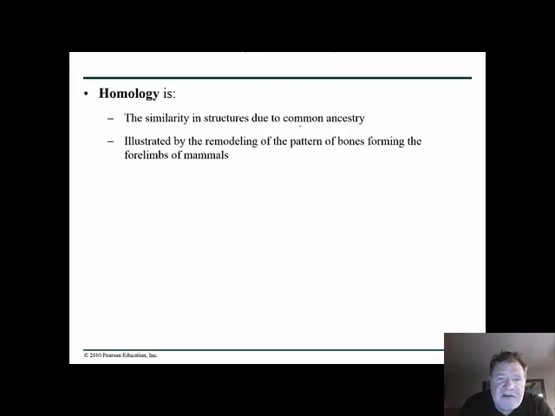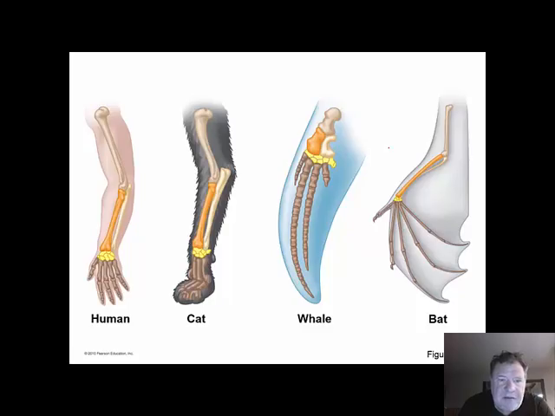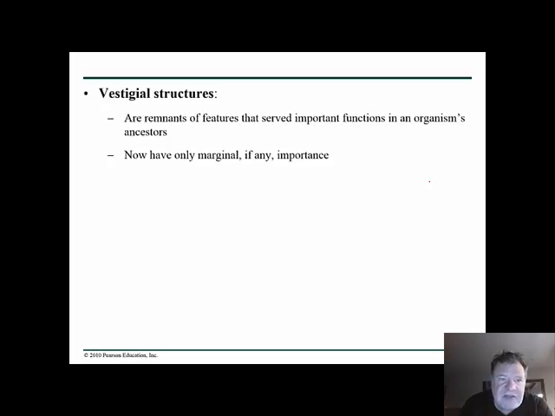Homology is the similarity in structures due to common ancestries. And again, it's illustrated by remodeling of the pattern of bones forming in the forelimb of animals. These animals all have roughly the same bones, but those bones are remodeled to do things like grasping in humans, walking and running in a cat, swimming in a whale, and flying in the bat. These are all structures of the hands.